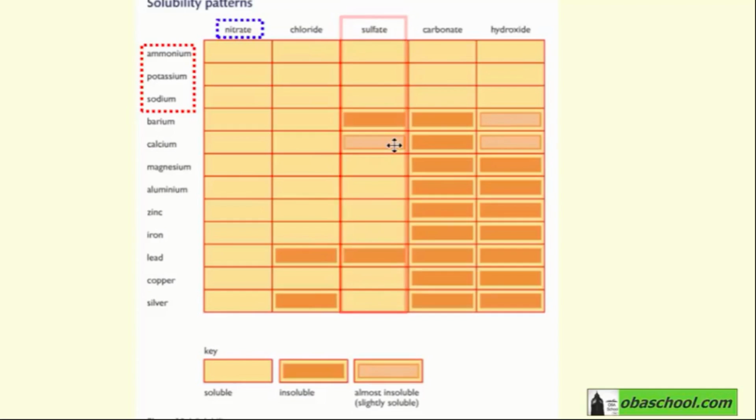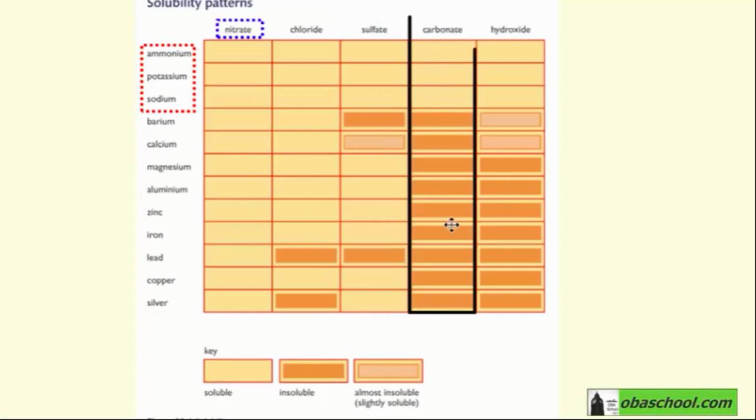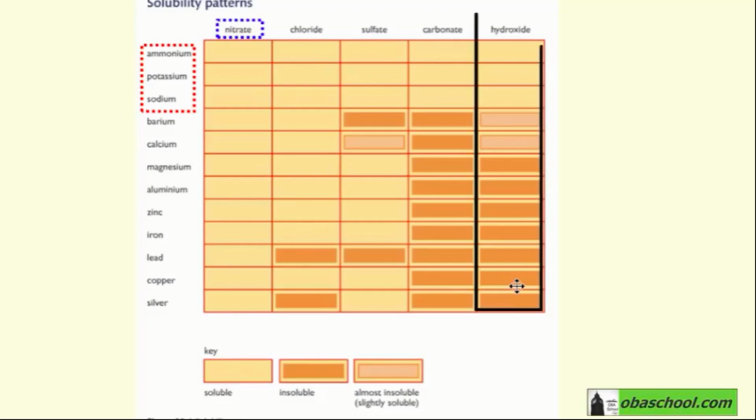However, most of the carbonates are insoluble, except for the first three, ammonium, potassium, and sodium. Same goes for the hydroxides. Most are insoluble. Only two of them are almost insoluble, and the first three are soluble.